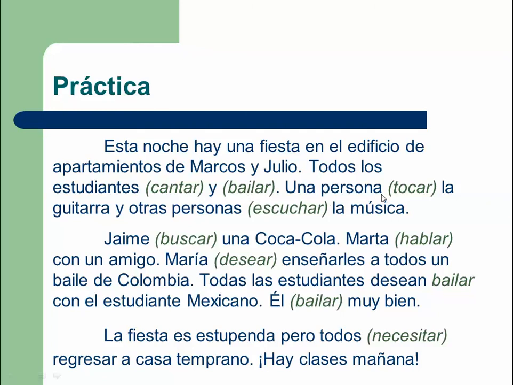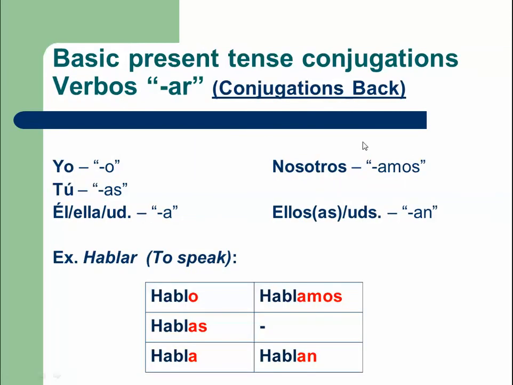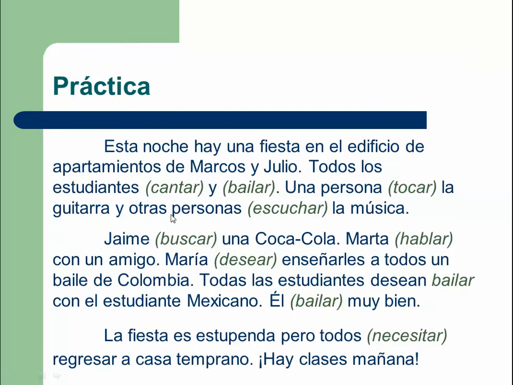Una persona, now it's only one person, right? So what do we do to make it one person? Come back up here. And it's an L and AR instead. So una persona. So it's a he, she, or it, right? So it's just going to be an A. So una persona toca la guitarra. So one person plays the guitarra.